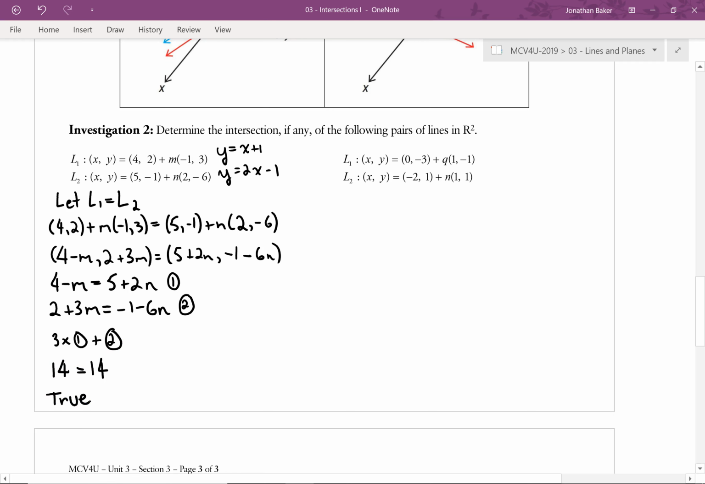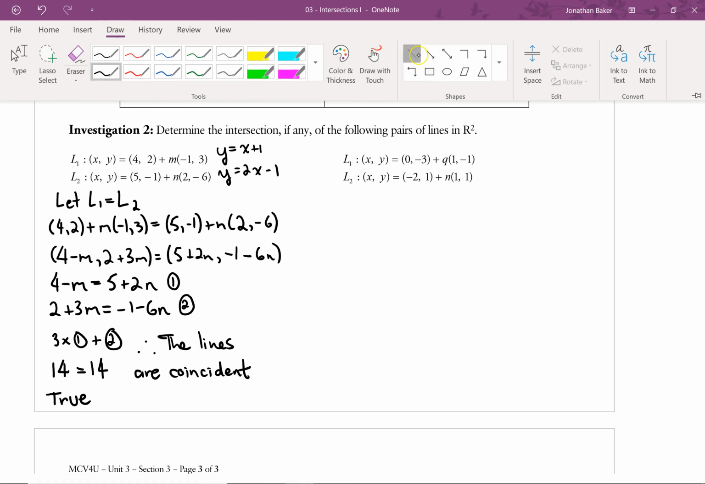And if this is the case, we know that we actually must have had the same line, right? L1 is equal to L2. And so we can say, therefore, okay, the lines are coincident. Okay, let's just draw a line here.